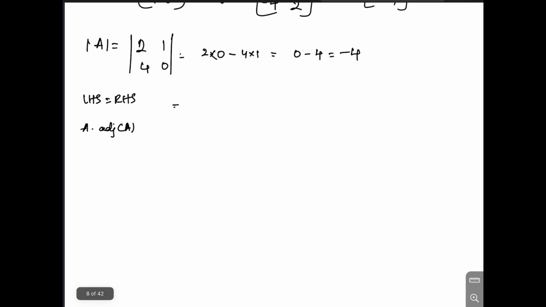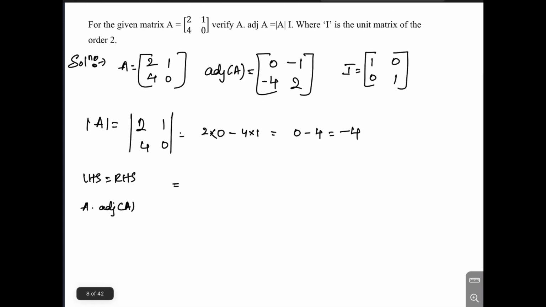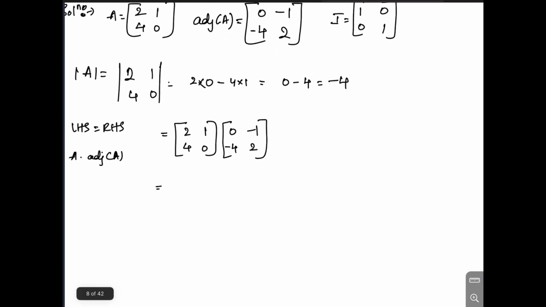Now let's try to find out. So matrix A is 2, 1, 4, 0, multiplied with the adjoint of A, which is 0, minus 1, minus 4, 2. So here we are going to multiply the matrices. First 2 into 0 plus 1 into minus 4 here.